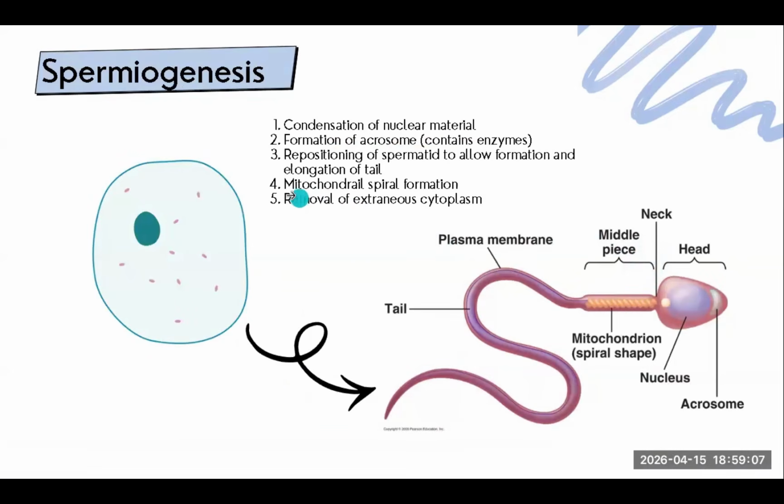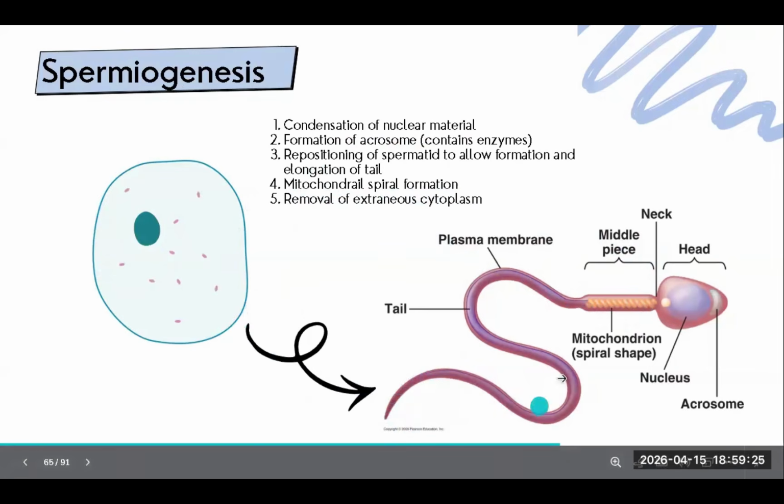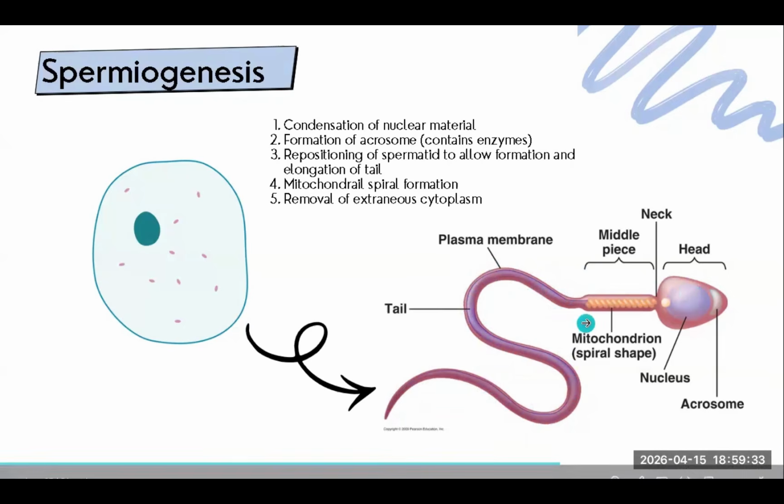And there's also mitochondrial spiral formation. You can appreciate it in this image. And finally, there is removal of extra cytoplasm, okay? You would start from this round-looking cell and just look at the amount of cytoplasm present in the sperm. It's very little. If you have more cytoplasm, the sperm would die due to oxidative stress. Don't worry about that. I'm just mentioning it, okay?